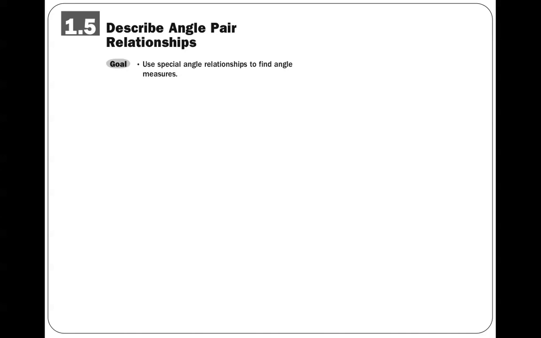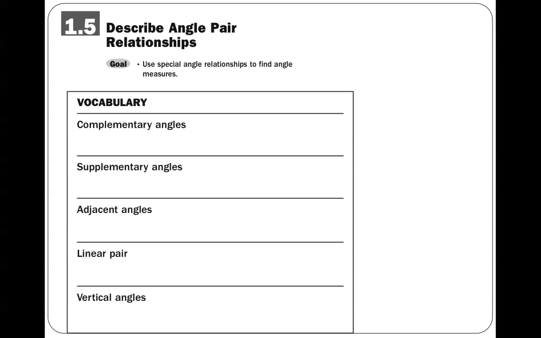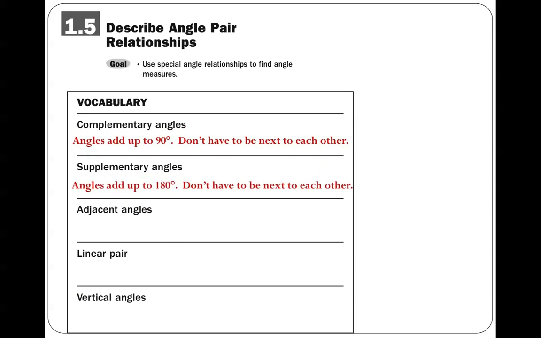So here are your notes for section 1-5. And so here are our vocabulary words. And we're going to talk about complementary angles and supplementary angles first. Complementary angles are angles that add up to 90 degrees, and supplementary angles are angles that add up to 180 degrees. And keep in mind that they don't have to be next to each other.